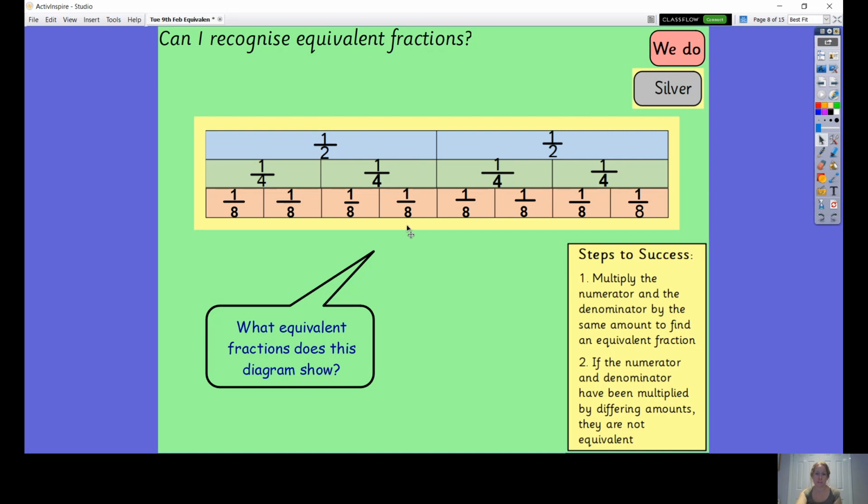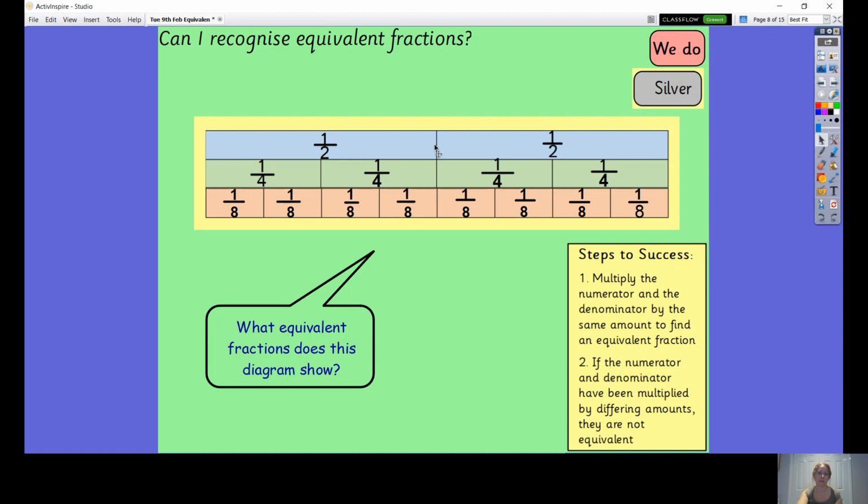In terms of equivalent fractions, there's lots on here. So we've got the half being the same as 2 quarters again. And also, if we look at this line here, we can see that half is also the same as 1, 2, 3, 4 eighths.